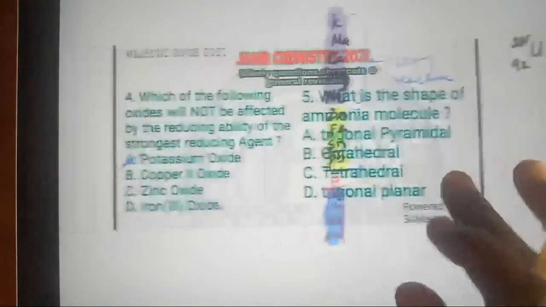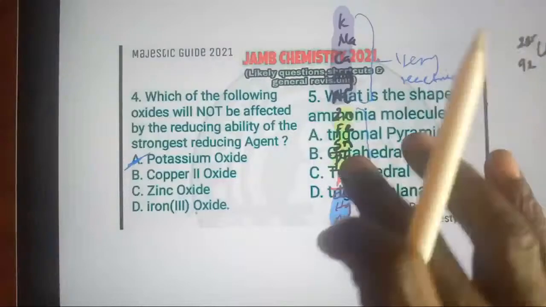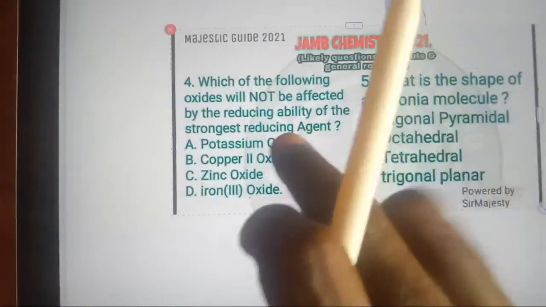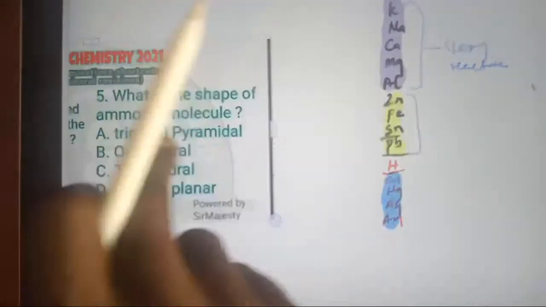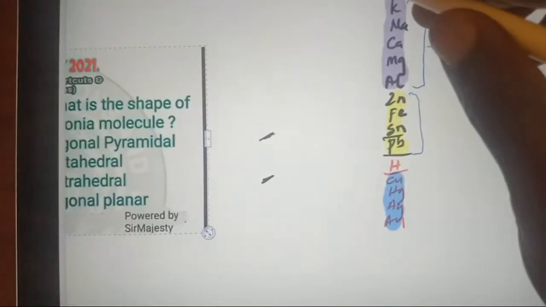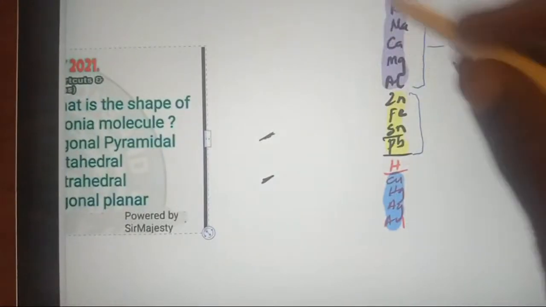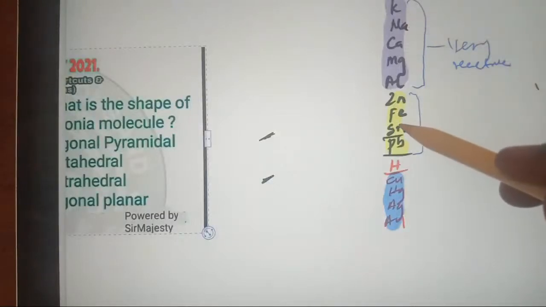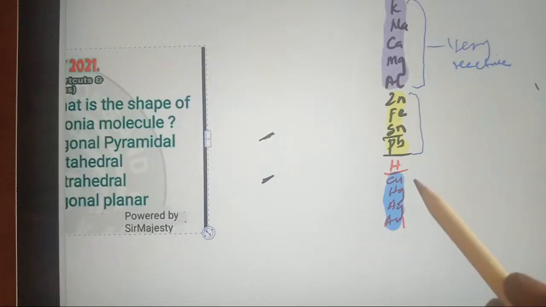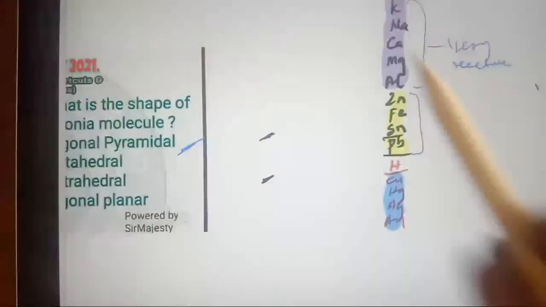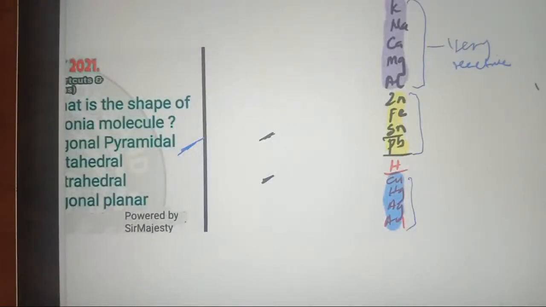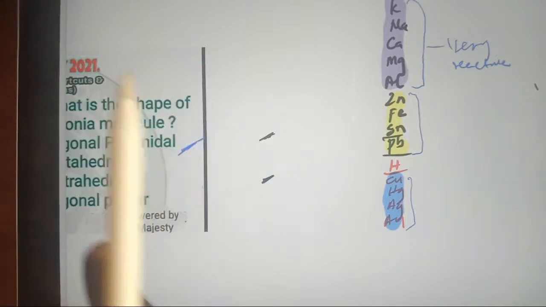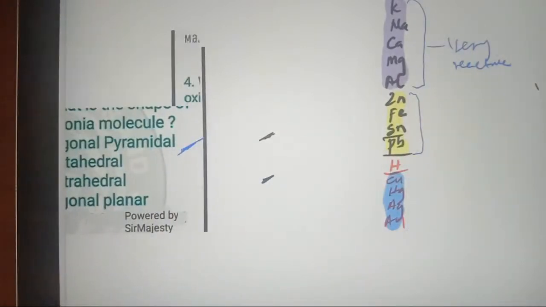Therefore, according to what I just told you, these very reactive ones are extracted by electrolysis, the ones I highlighted in purple. Then the ones highlighted in yellow are extracted by thermal and chemical reduction. Then the ones below are actually mined as free metals. These ones are mined freely, then you can purify them with electrolysis. Then we go to the next question.